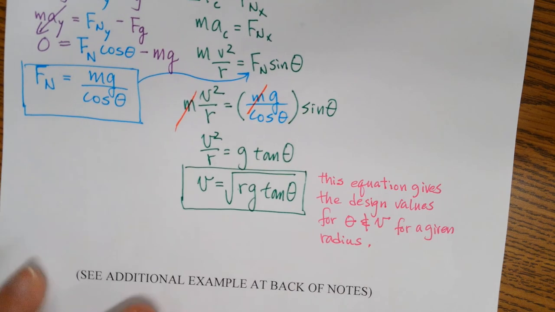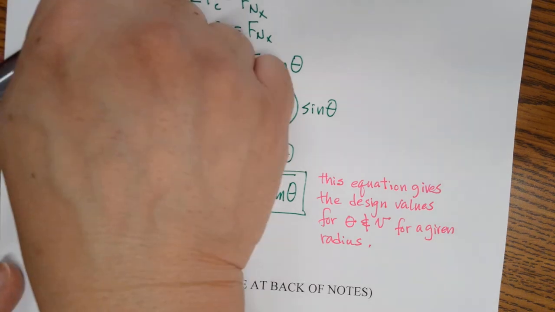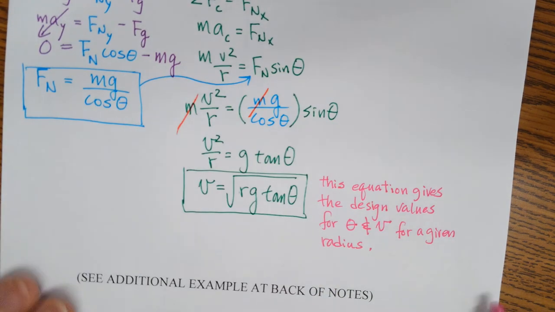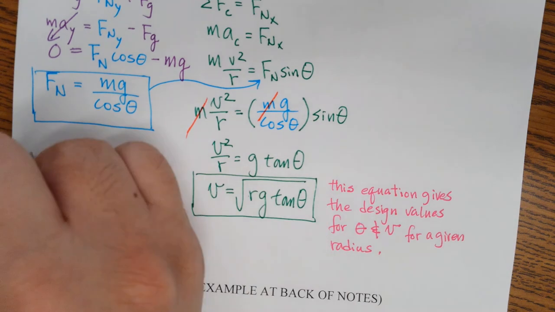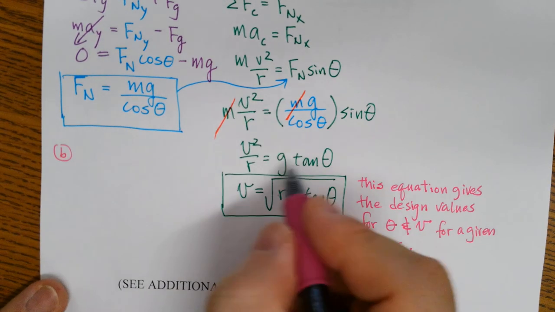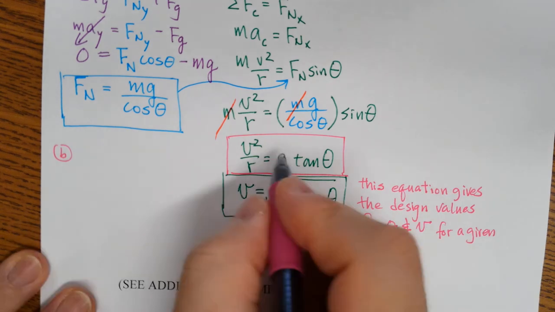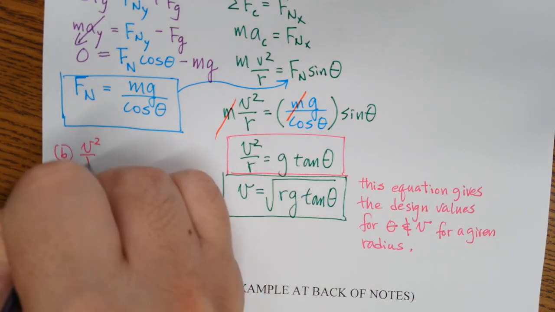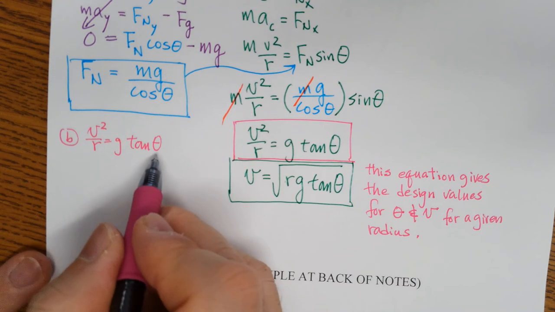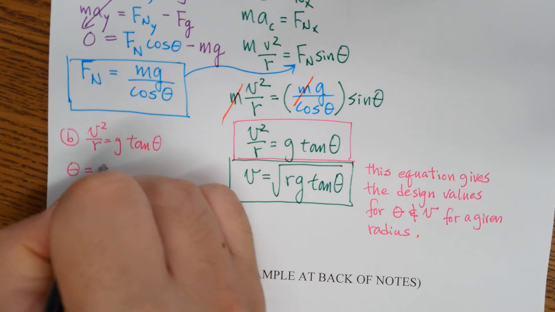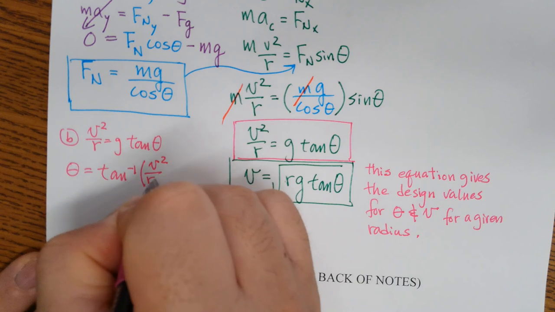So if we were to actually try to figure out what the angle should be, we should be able to figure this out for part B. So let's take a look at part B, okay? For part B, here we can use this: V squared over R is equal to G tan theta. If we were to solve for theta, theta is equal to tan inverse of V squared over RG.